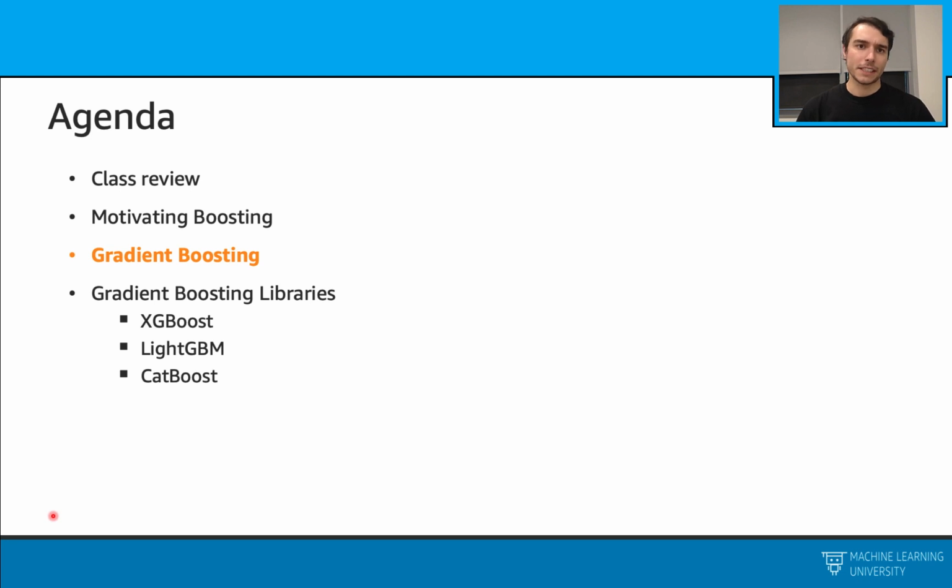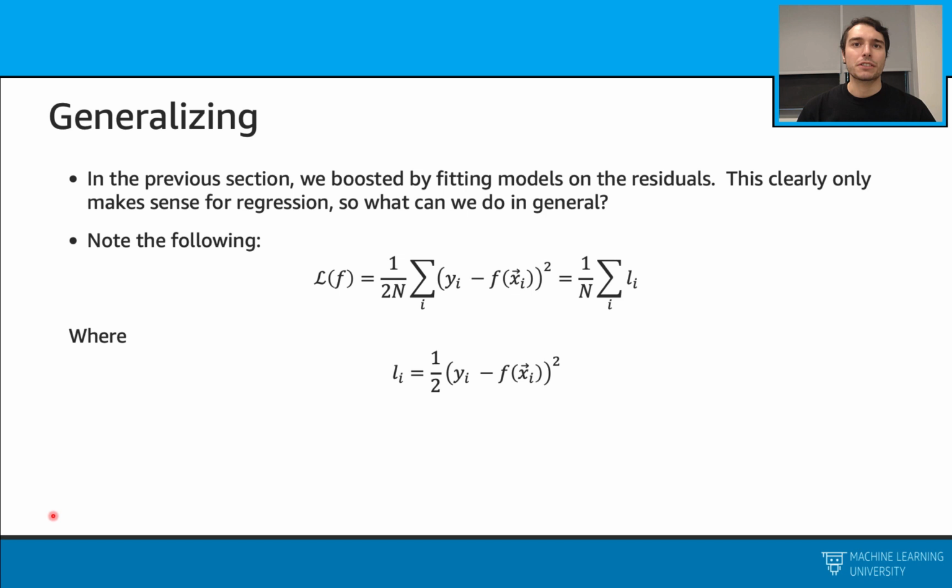Hi everyone, in this section we will talk about gradient boosting. In the previous section we applied boosting by fitting our models on the residuals. This clearly only makes sense for regression problems. And the question is, how can we generalize these to different loss functions?